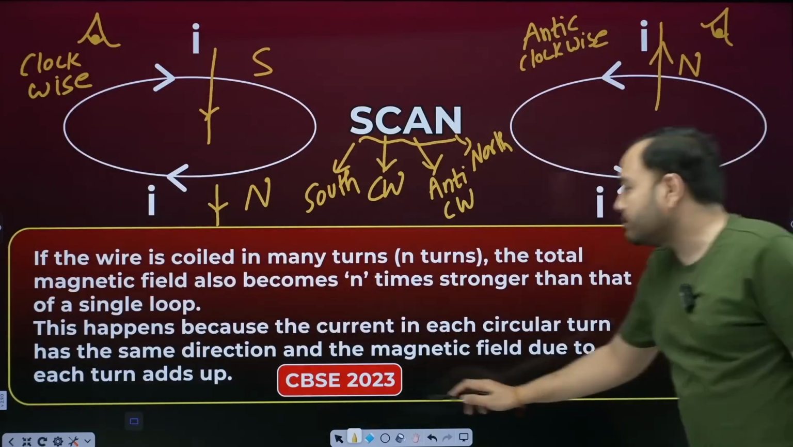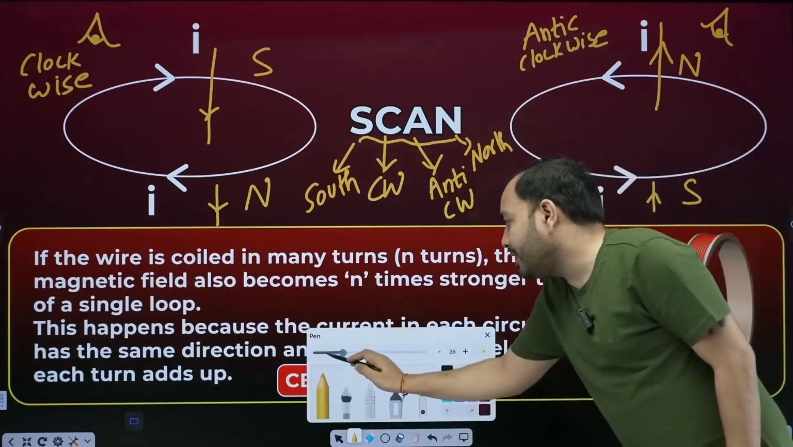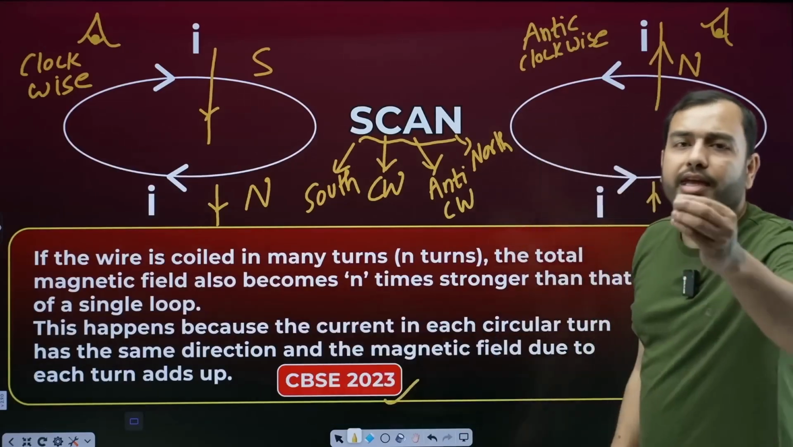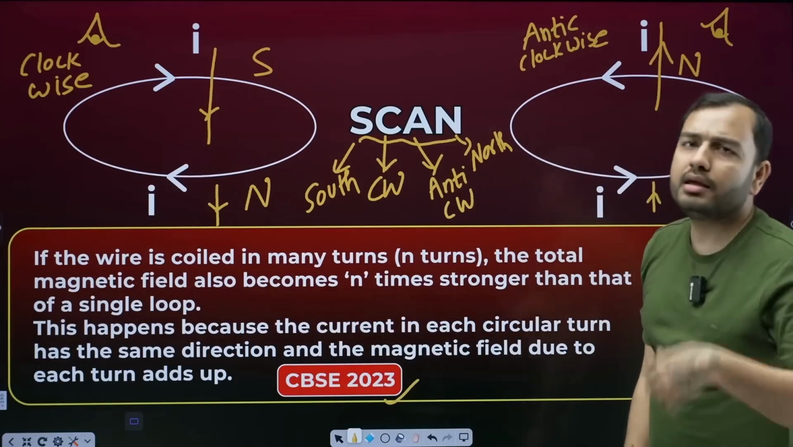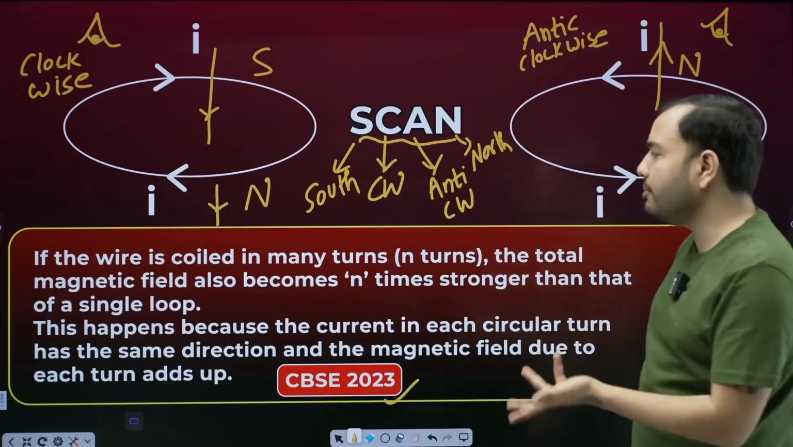Look at one more thing which CBSE also asked. See, if 1 turn makes a magnetic field of 10, then how much will 2 turns make? They will make 20. 3 turns will make 30. The same thing is written here.